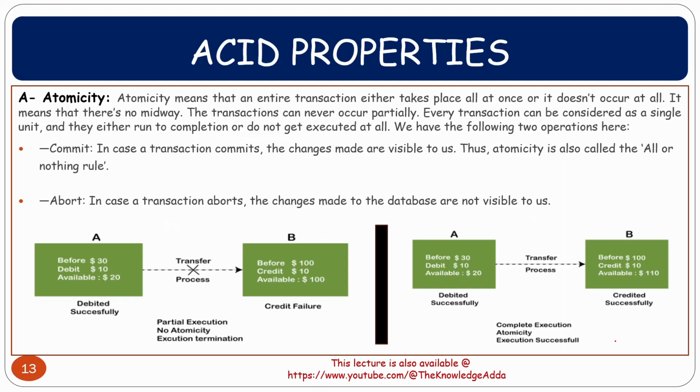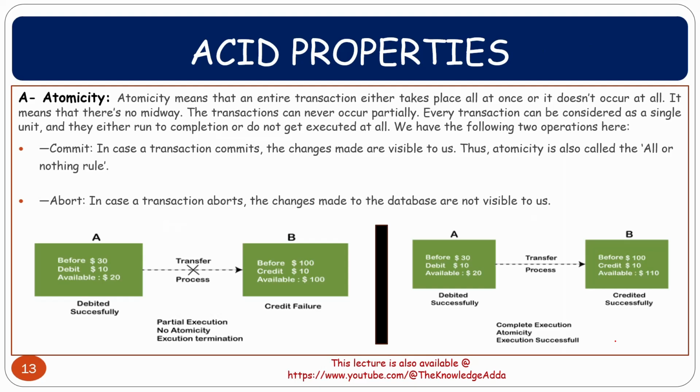So A means atomicity. Atomicity means that the entire transaction either takes place all at once or it doesn't occur at all. It means that there is no midway. The transaction can never occur partially. Every transaction can be considered as a single unit and they either run to completion or do not get executed at all. So we have the following two operations here.